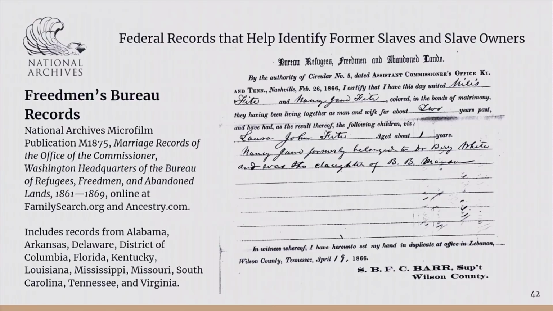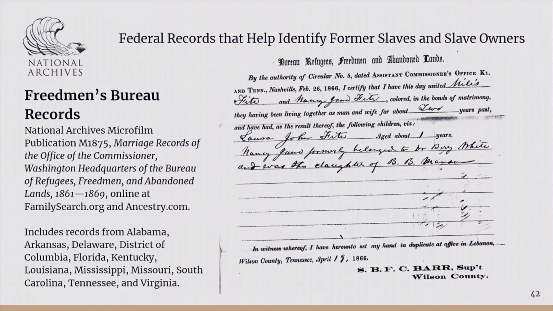And during slave times, these slaves were not allowed to legally marry. Their marriages were not recognized by law. And so after the Civil War, the Freedmen's Bureau basically remarried slaves who wished to do that, sort of a recognition of a marriage that already occurred.